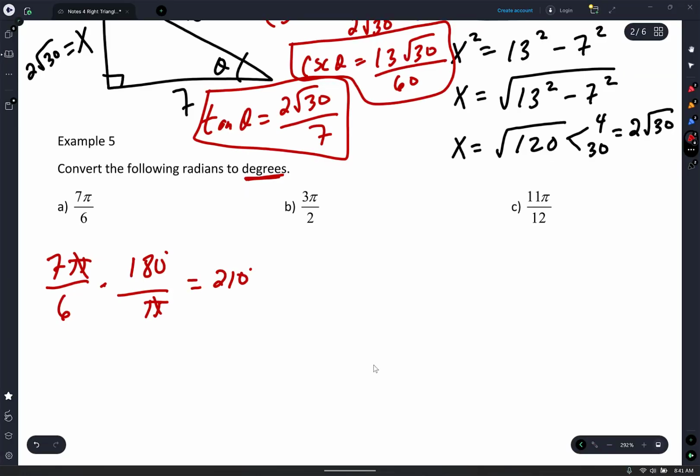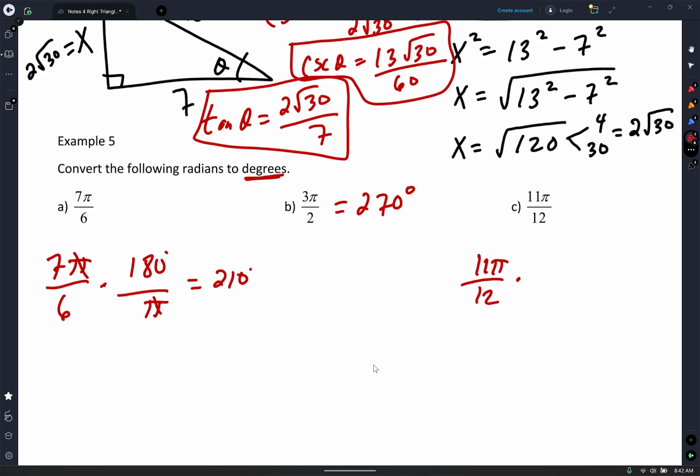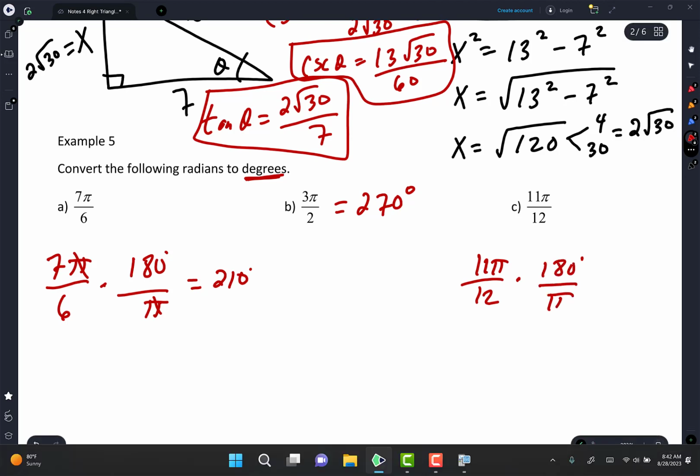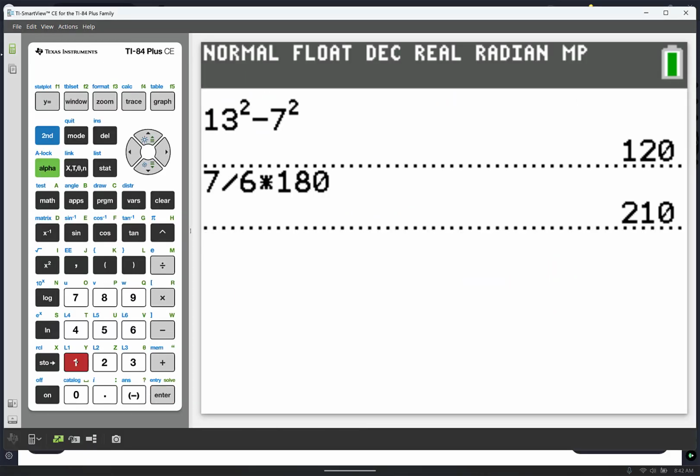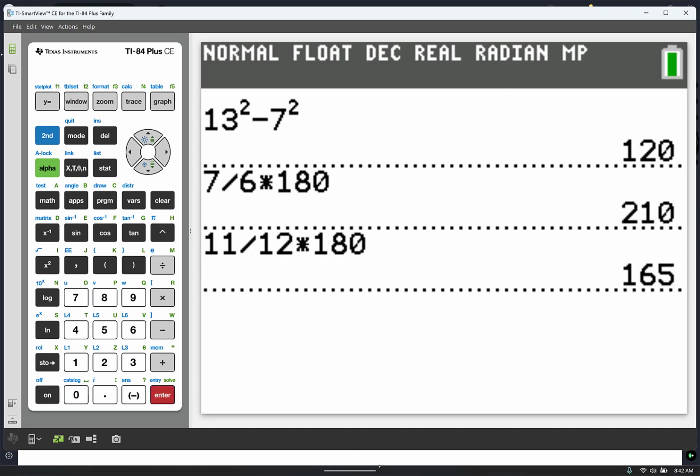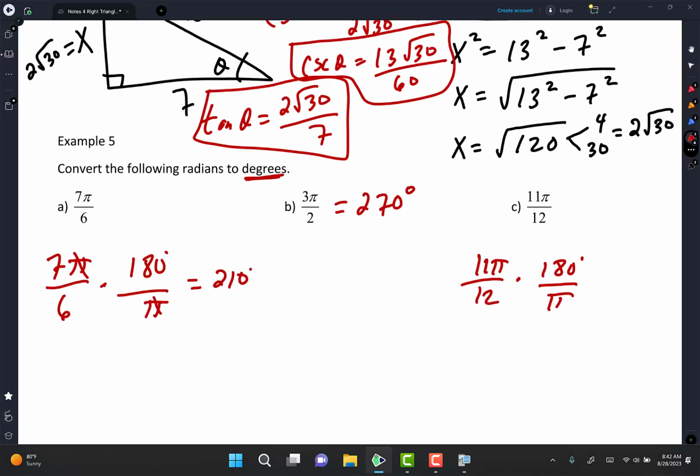3 pi over 2, that's right on the axis. That is 270, and make sure to put a degree symbol. Degrees. 11 pi over 12, that is not one of the perfect angles, so we're going to just do 11 pi over 12 times 180 over pi. If you want to put the 180 for the pi, that's fine too. 11 over 12 times 180. What do we get? 165. So that's 165 degrees.